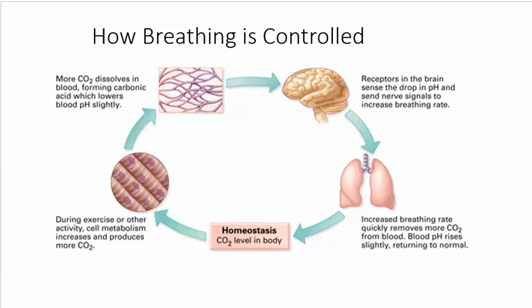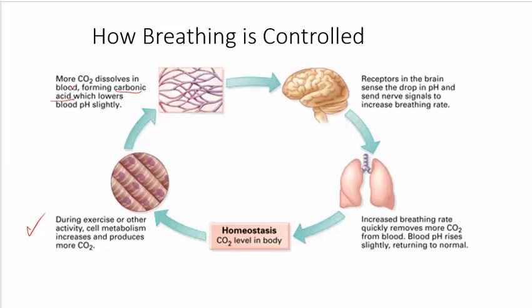Now, how is breathing controlled? Well, first of all, it's through homeostasis, and we'll start over here. So during exercise, you know that you will produce more CO2, and CO2 forms what's called carbonic acid, which we mentioned earlier, and that will lower the pH. Acids are below 7, bases are above 7, so it lowers the pH.